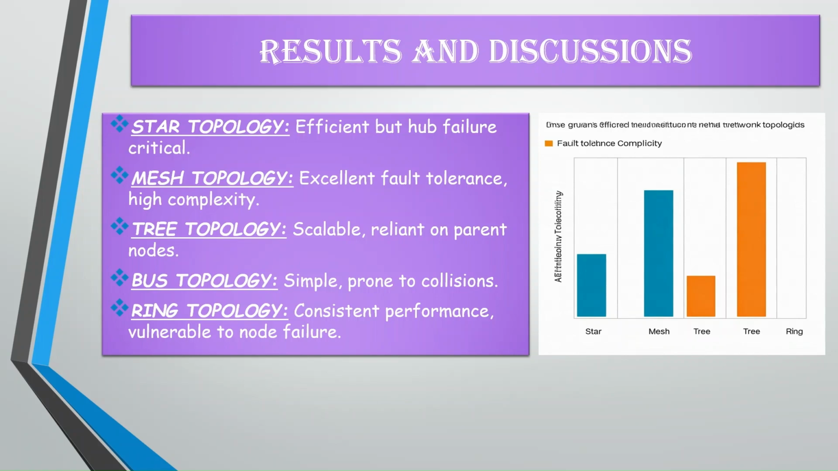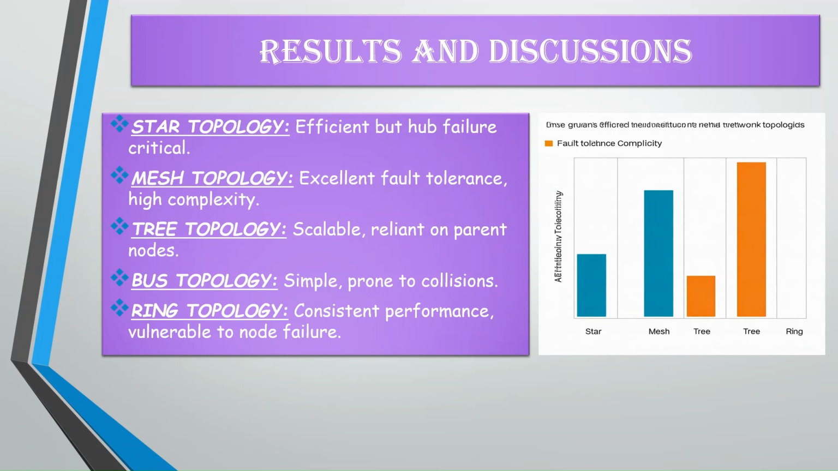The bus topology is simple and cost-effective, but its shared communication line can lead to collisions, reducing overall performance. Finally, the ring topology offers consistent performance and can be relatively fault-tolerant with the use of dual rings. However, it can be susceptible to failure if a single node malfunctions.